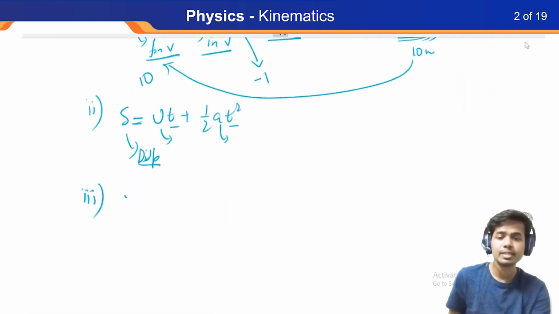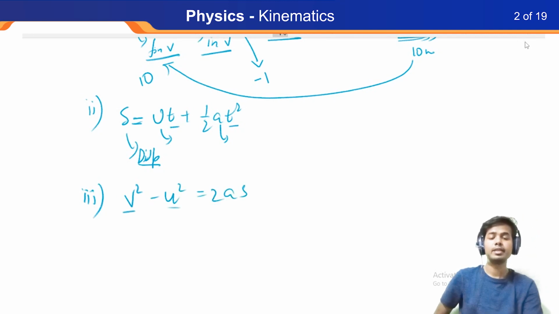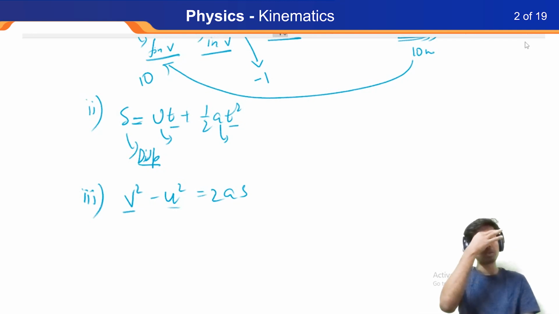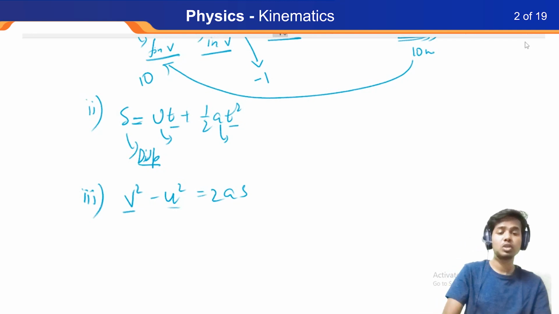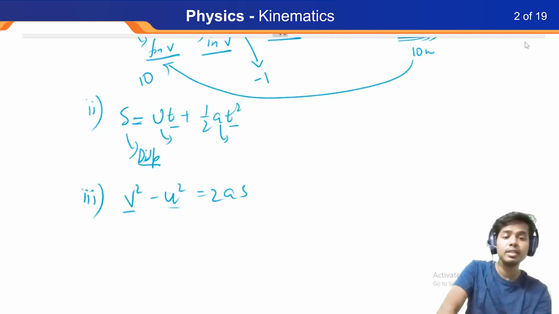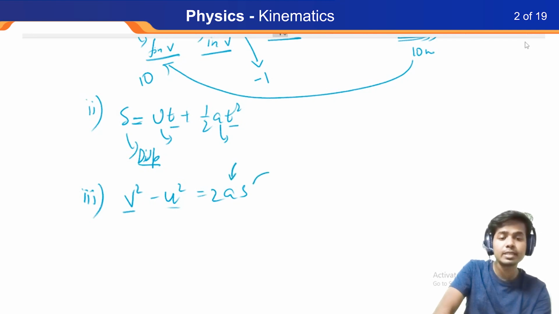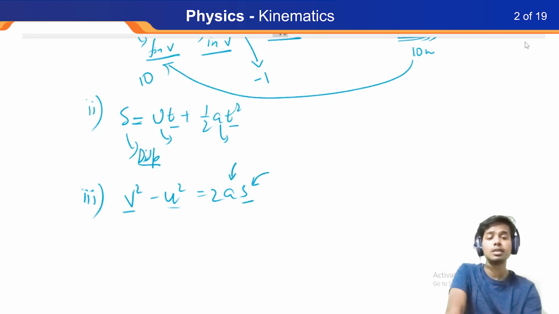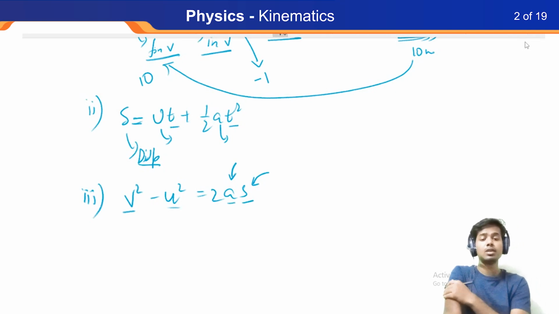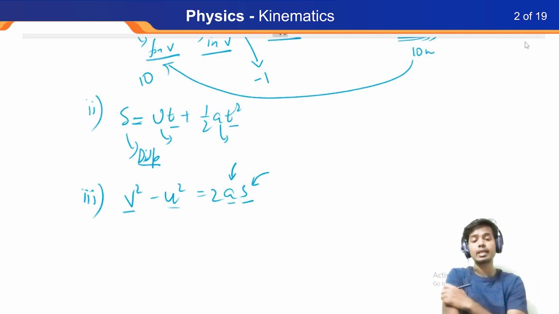The third equation is actually v square minus u square is equal to 2as. In this part, since it is a squared, it doesn't matter if it is negative or positive. The square will always give you the positive numbers. So the only thing which needs to be taken care of is the acceleration and the displacement in this case, so that you do not get confused between the directions.